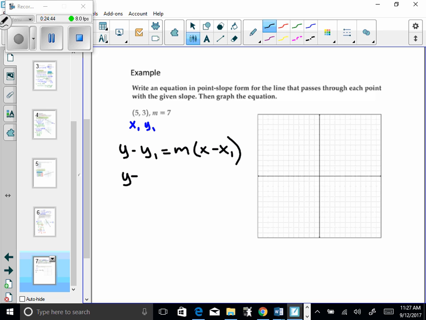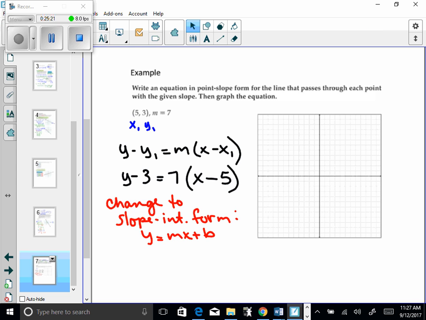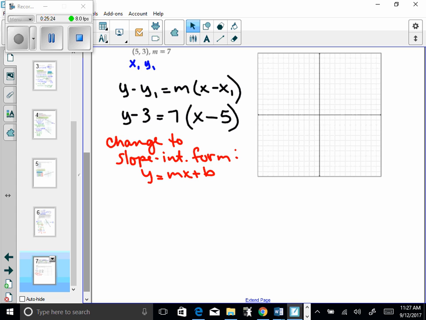So this would give me y minus y1, which is 3, equals m, the slope, which is 7, times x minus x1, which is 5 in this case. And now I've put it in point slope form. I just want to now transfer it to slope intercept form, which is y equals mx plus b. That just means I need to simplify it and solve for y.